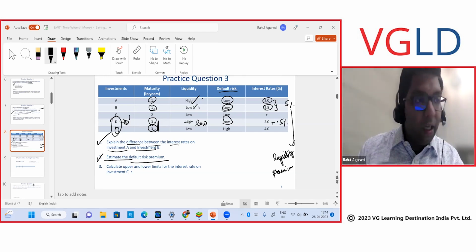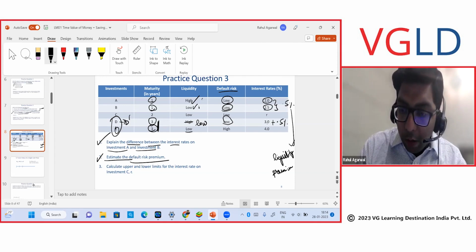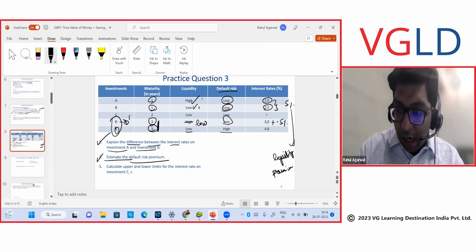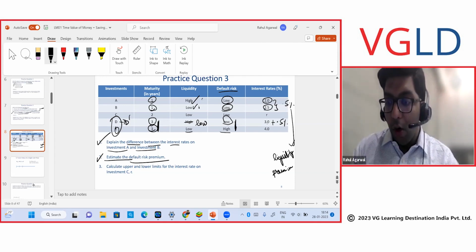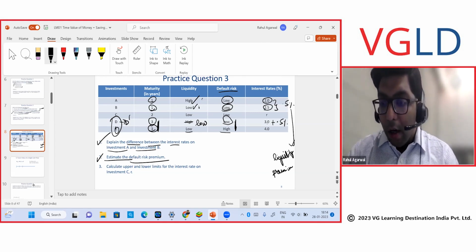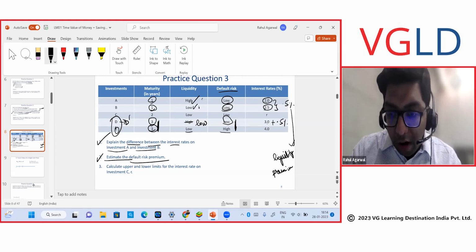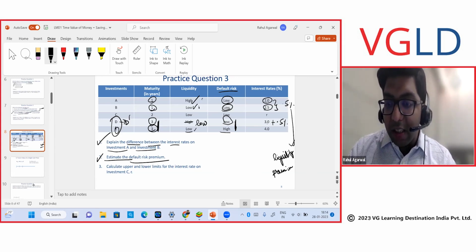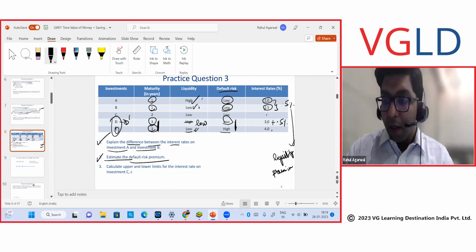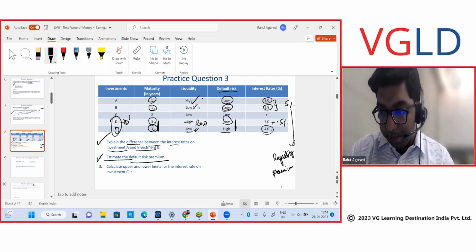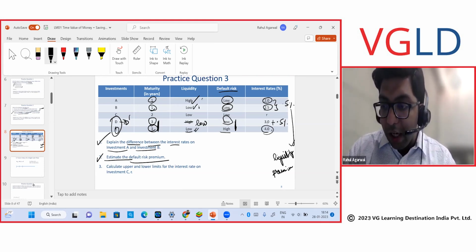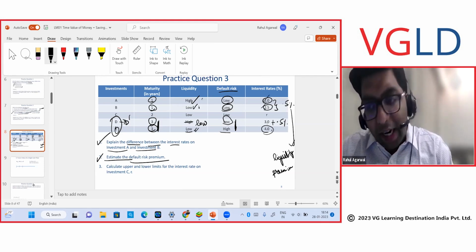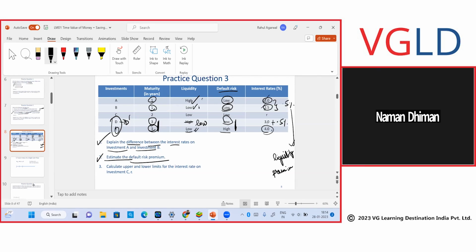So let's look at E now. E has a low liquidity. Default risk is high, and here default risk was low. So what's the difference between D and E? Both have low liquidity. Both have the same maturity. Since it is written low here, it has been assumed that this 0.5% is already included. Because here also, if you see, this was 2 and this was 2.5. So why was this 0.5 extra? Because of liquidity risk, right? Yes, sir.